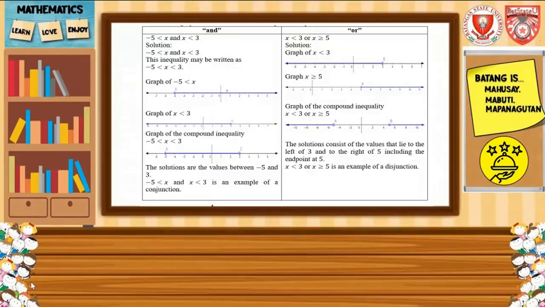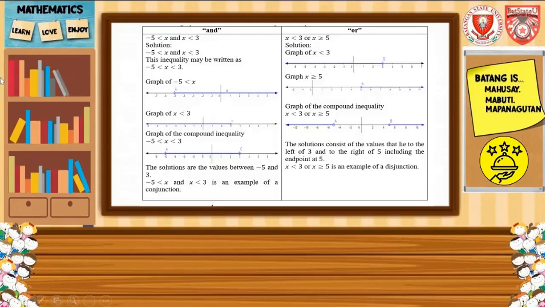This inequality may be written as x is less than negative 5. Then this inequality may be written as x is greater than negative 5 and less than 3. So if we're going to graph it, we have negative 5 is less than x. So this will be the graph. And then the graph of x is less than 3. Then for the compound inequality, this will be the graph of the two.